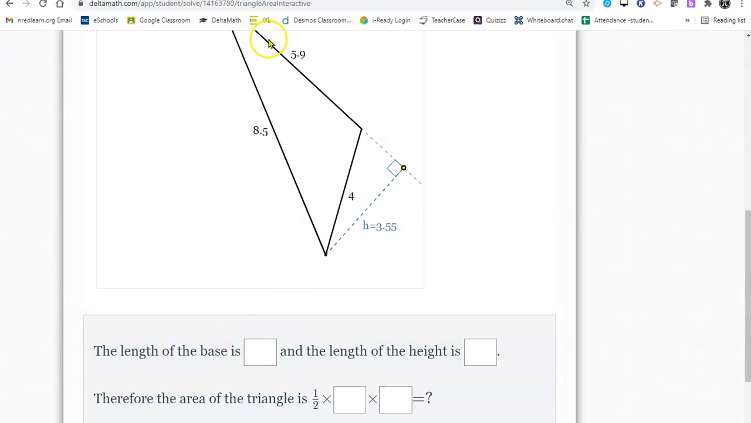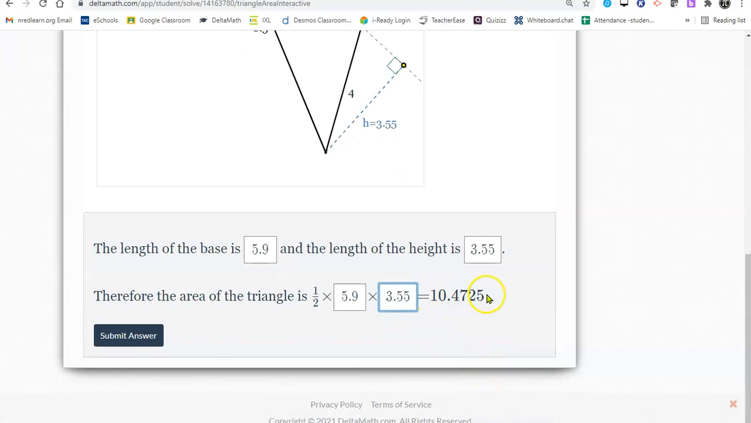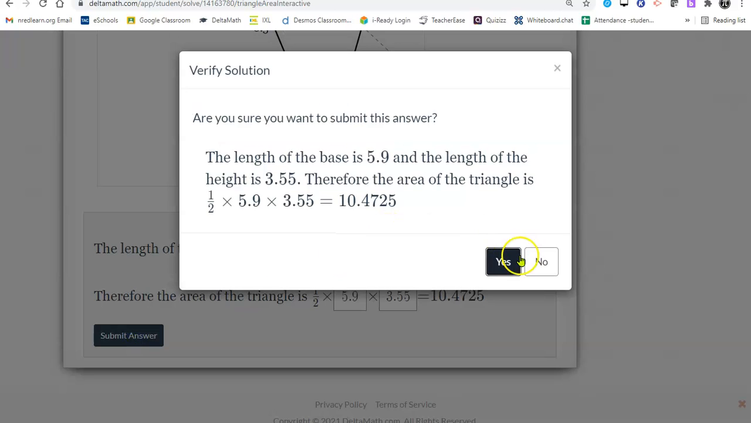So the base of the triangle is this flat part down here, 5.9. And the height of the triangle is this dotted line here that goes from the base up to the other side, so 3.55. Since the area of a triangle is half the base times the height, you're going to repeat these numbers here. 1/2 times 5.9 times 3.55. It shows you the answer, and you click submit.